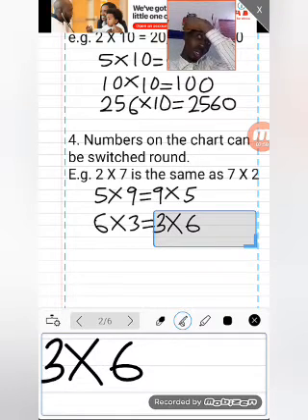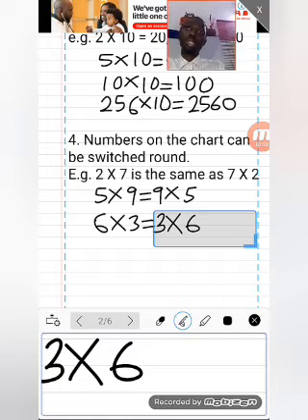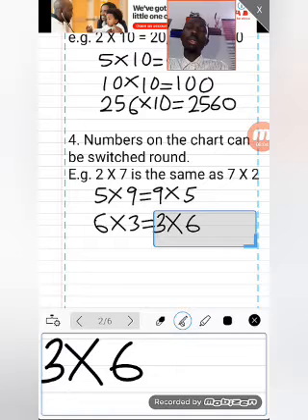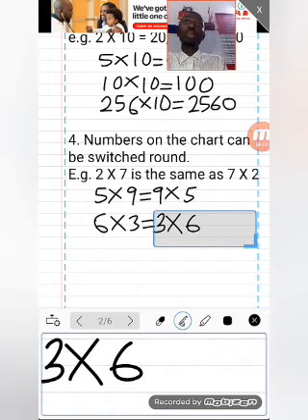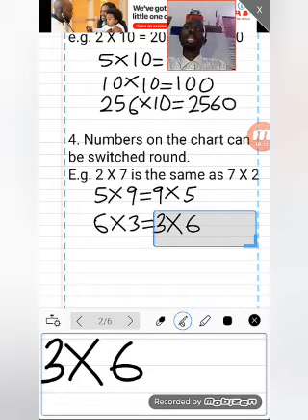So numbers on the chart can be switched around. You can say 2 times 7, or you can say 7 times 2. It's still going to give you the same answer. And you can say 5 times 9 and 9 times 5. Whichever two different numbers you multiply, regardless of the position you put them, will still give you the same answer. 5 times 9 is the same thing as 9 times 5. 6 times 3 is the same thing as 3 times 6.